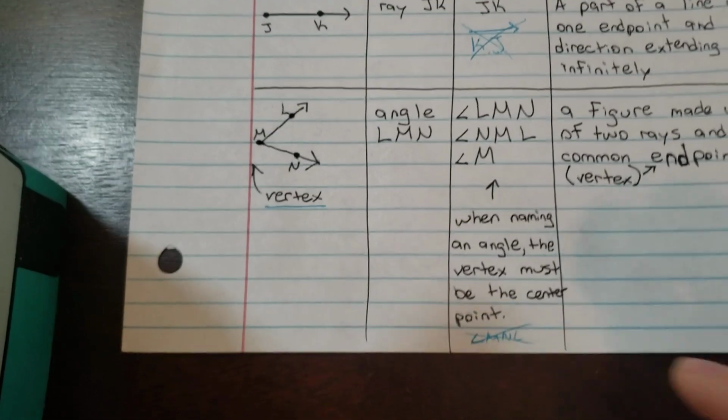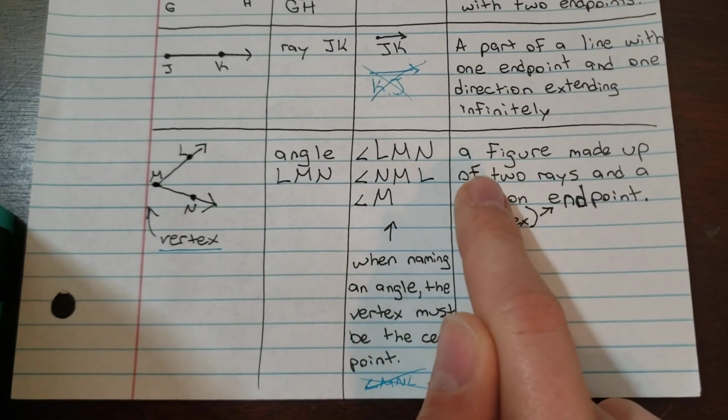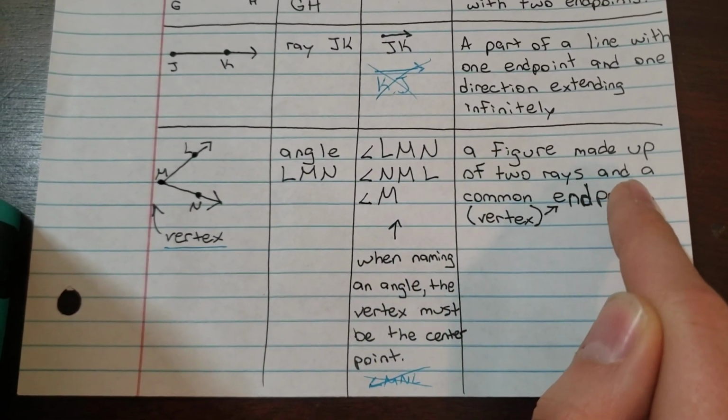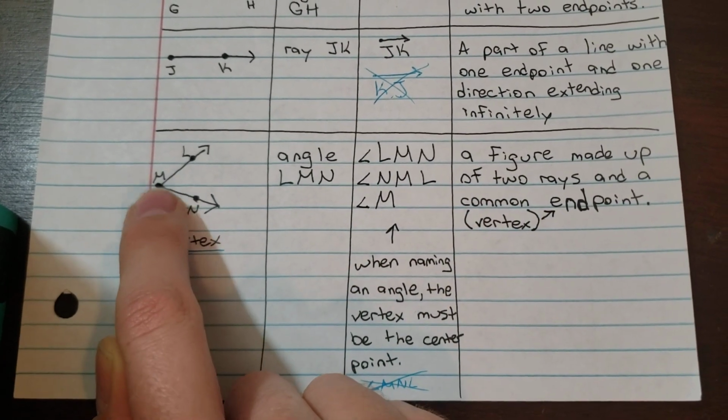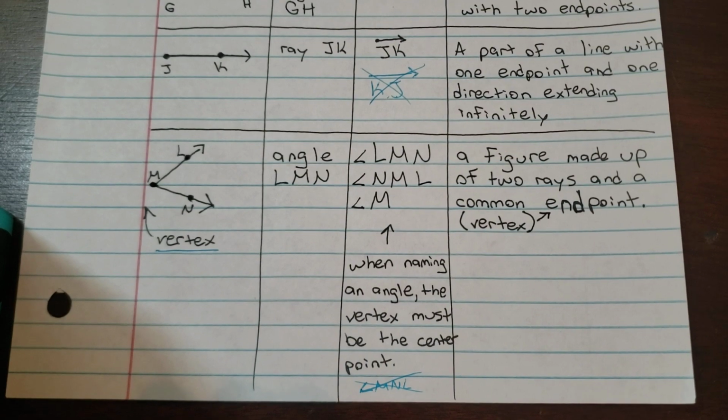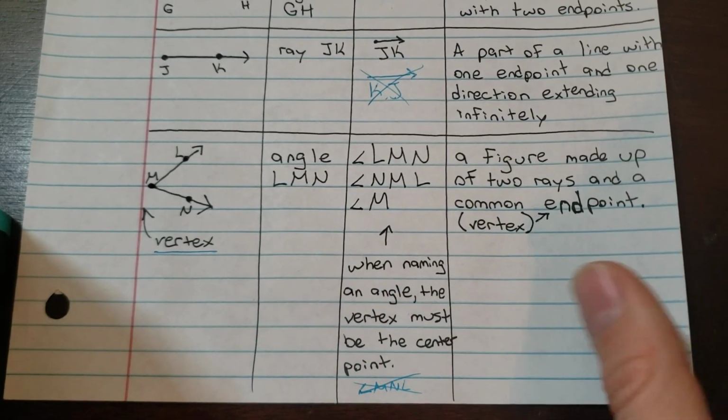Angles are figures made up of two rays and a common endpoint. That means they share this endpoint, making it a vertex. Okay.